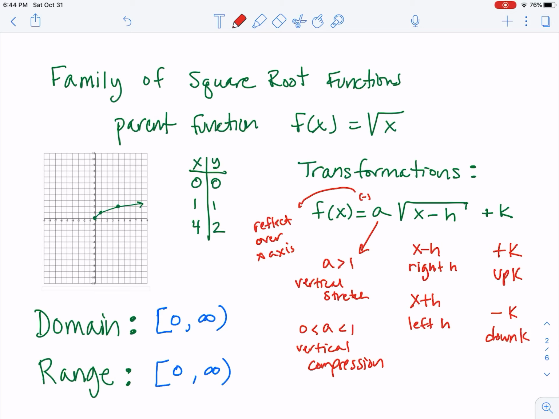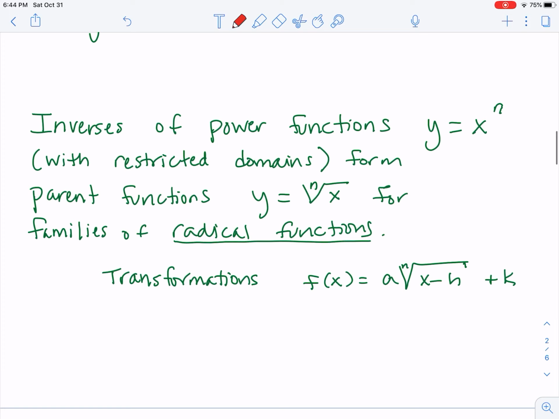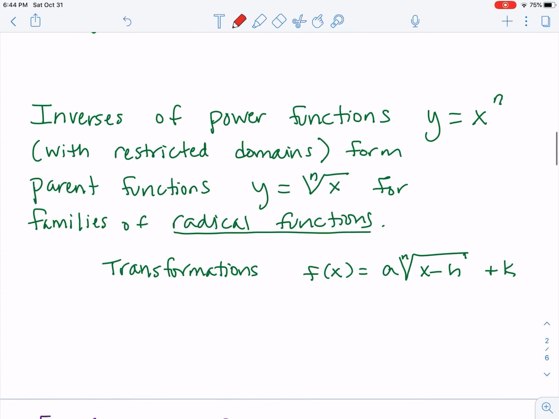These transformations should sound very familiar to you because they're the same transformations that we have used for all of our other parent functions. Notice the location of the a, the h, and the k. Same transformations, same location. Okay? So, we can apply this to any power function. If I have y equals x to the n, say n is cubed, like a cubic, a quartic, a quintic function, then the parent function for that inverse with the restricted domain is y equals the nth root of x.